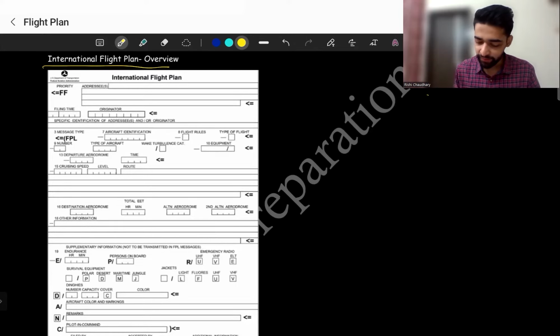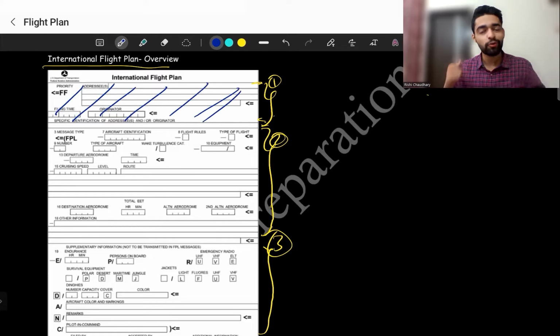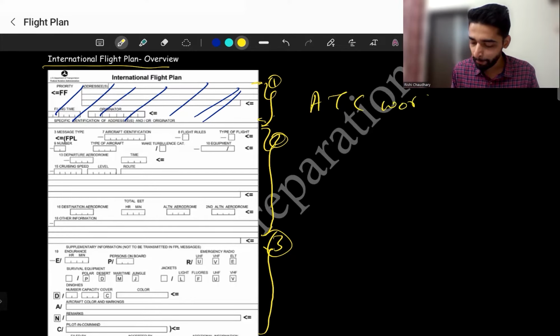And let's start with the overview of flight plan. So if you see, this is the first section. This region is called the first section. This region can be called as the second section. Then this region can be called as the third section. So first, second, and third. Now this first section is something which we don't need to fill. So hooray, in the starting itself, we are getting so much leverage. So we don't need to fill this. This will be filled by ATC people. So ATC work.